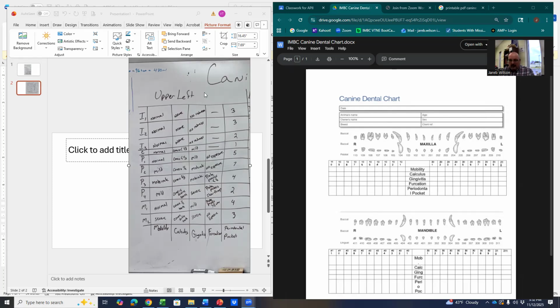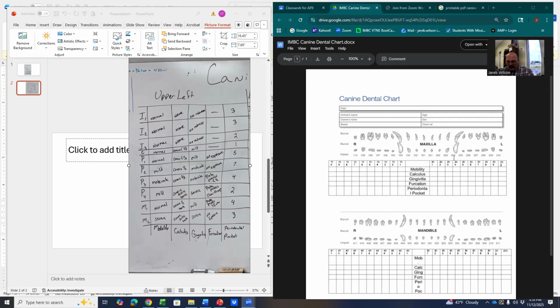So this is the chart, the very first one. This is the upper left. So when you look at the teeth here, this is going to be maxilla and left. So these numbers are going to be: I1 is going to be 201, I2 is 202, I3 is 203, canine is 204. That first molar is 209. Remember how that works there.